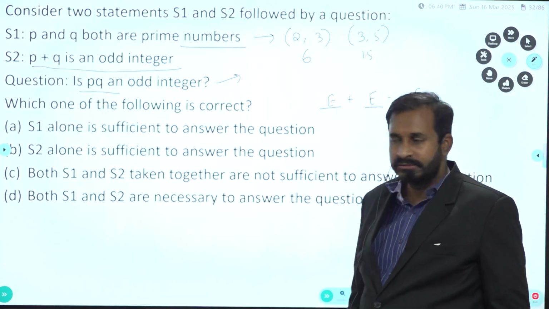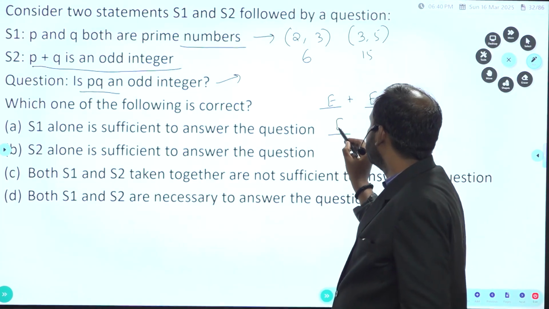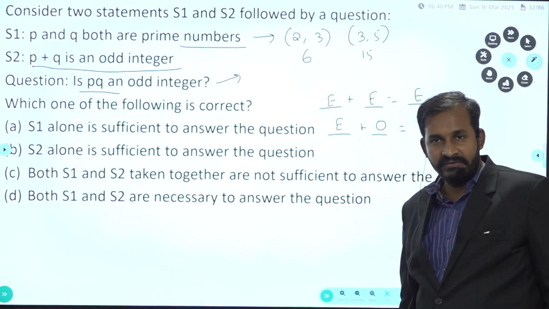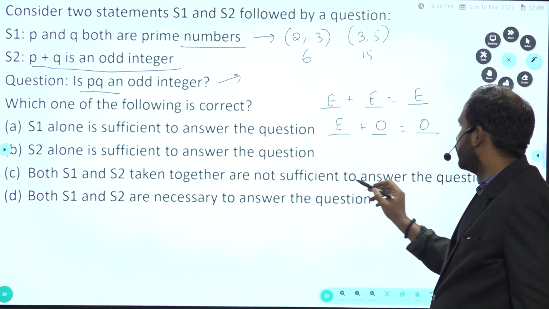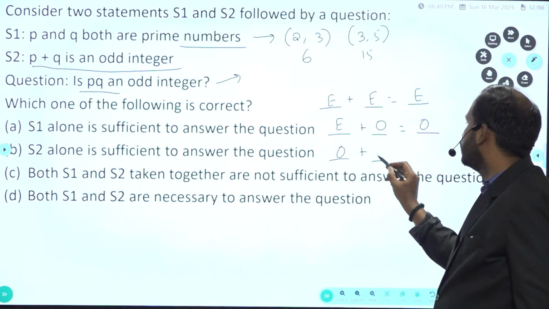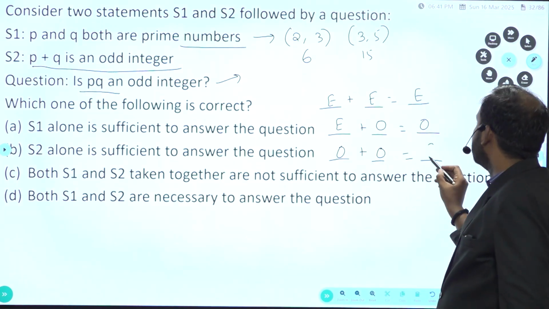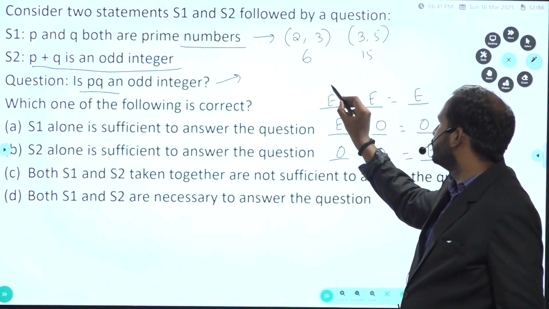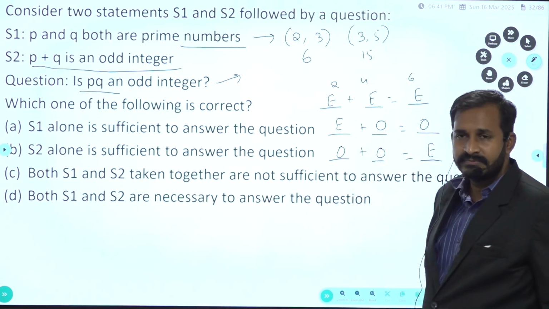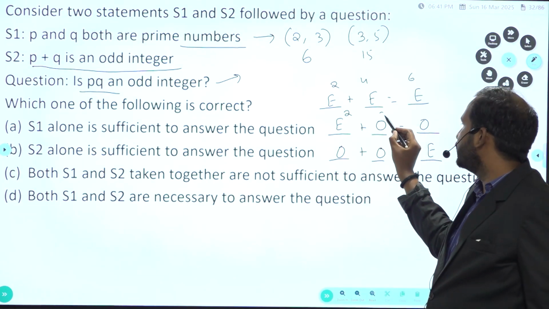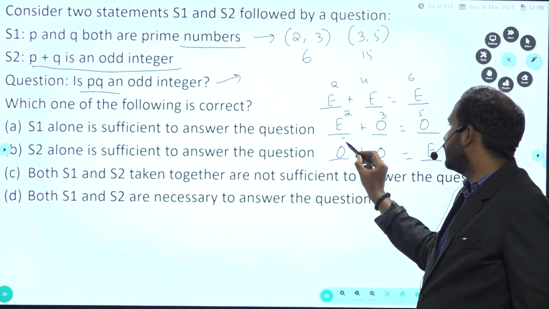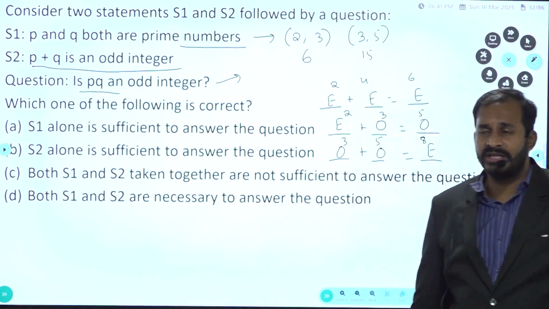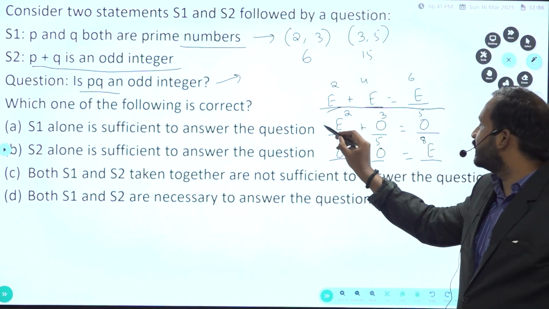Am I correct? If I add an even number with an odd number, what is the output I will get? Definitely an odd number. If I add an odd number with an odd number, what is the output I will get? An even number. If you have any doubt, just take examples of small numbers. 2 plus 4, what is it? 6. 2 plus 3? 5. Next, 3 plus 5? 8. So, when I add an even number with an odd number, then only I will get an odd number.